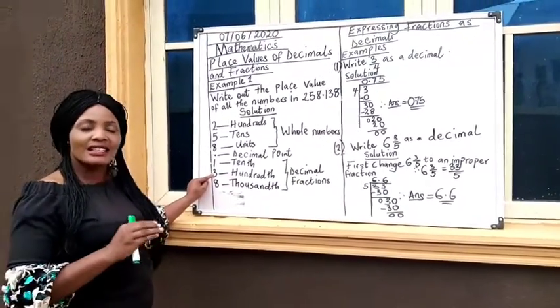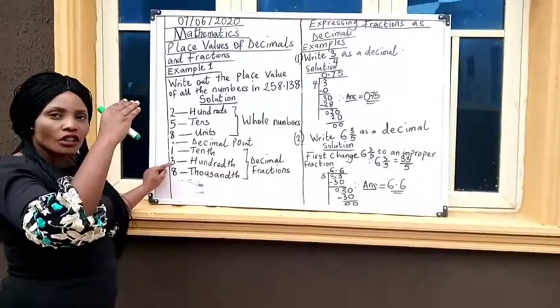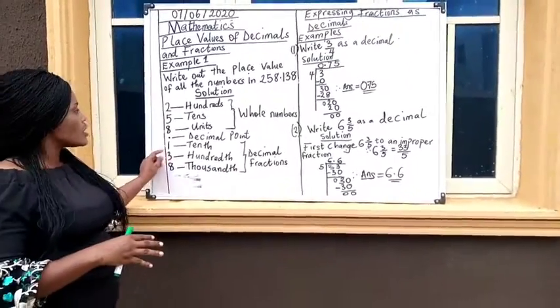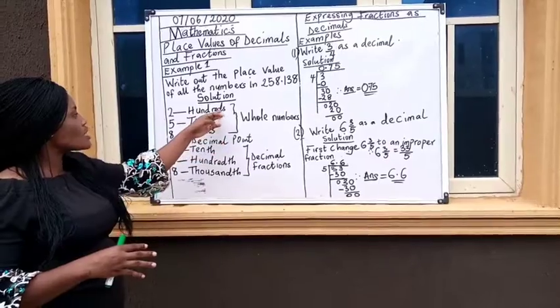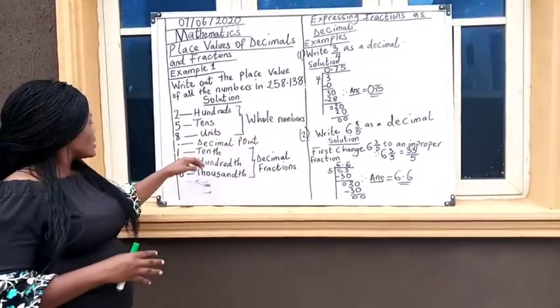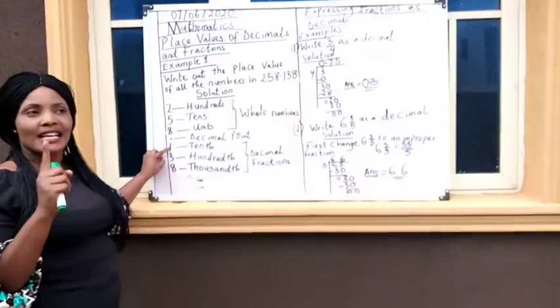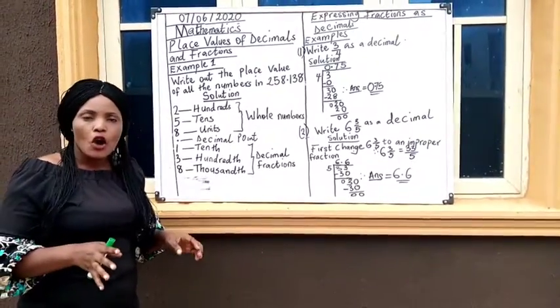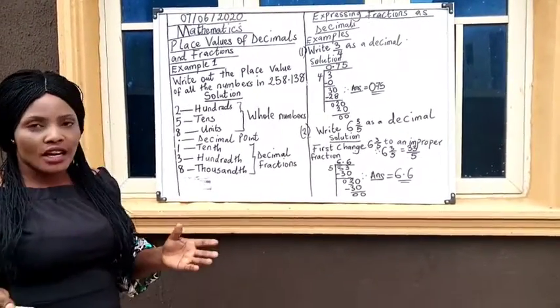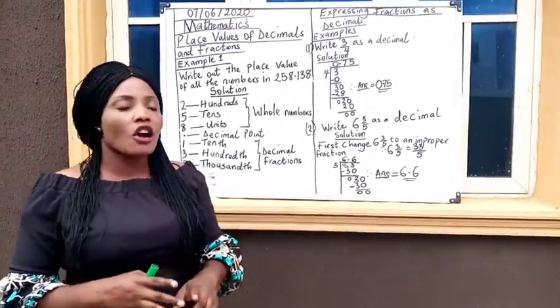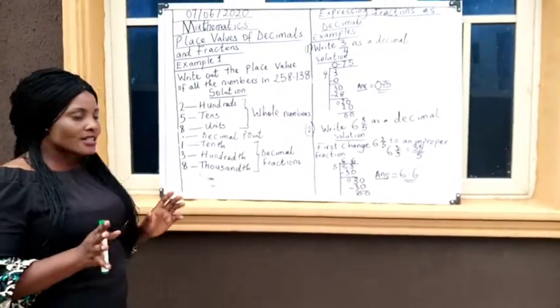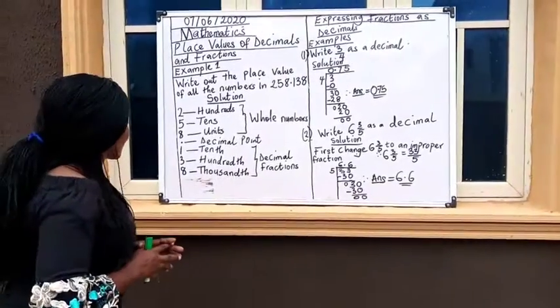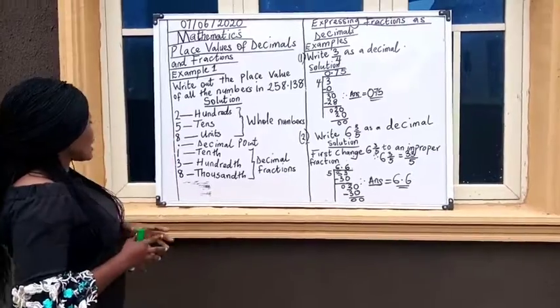You can see the difference between the whole number and the decimal number. This one ends with th, while this one ends with s. The first number after the decimal point is your tenths, the second number is your hundredths, and the third number is your thousandths. It goes like that.